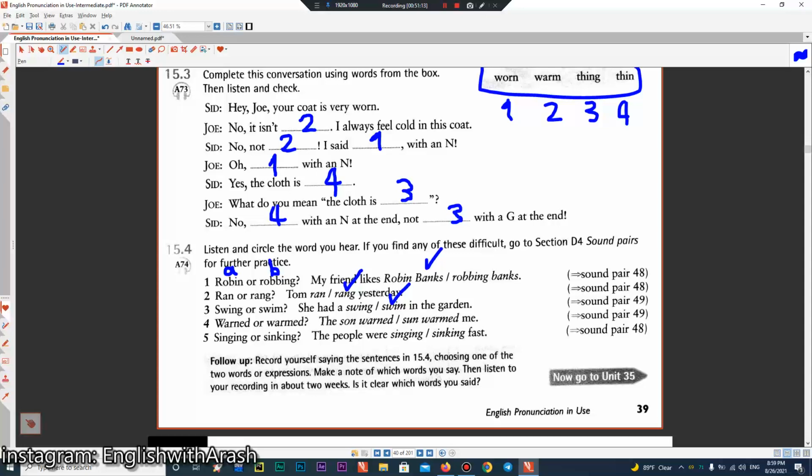4. Warned or warmed. The sun warned me. Warned or warmed. The sun warned me. Warned or warmed. The sun warned me.